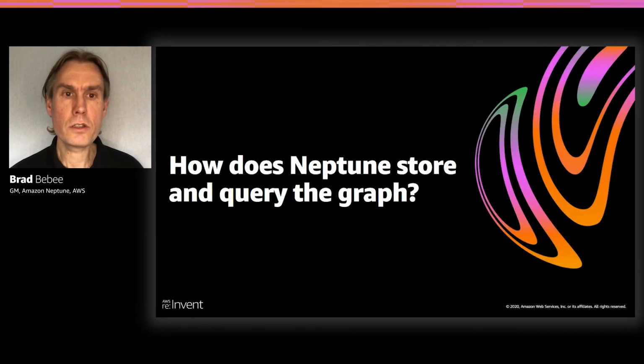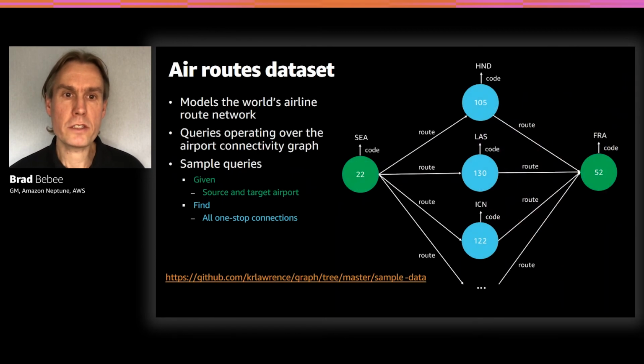Now let's switch into looking at how we store and query data in Neptune. And we're going to come back to that air routes data set that I showed you on the very first slide. So this is a subset of that. It's looking at a particular set of routes between Seattle and Frankfurt.